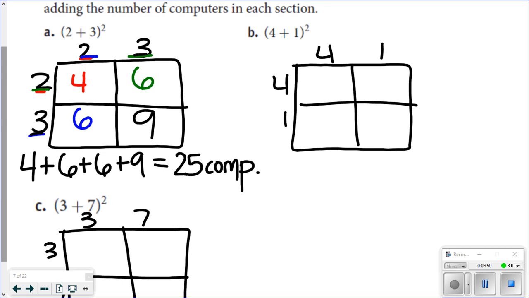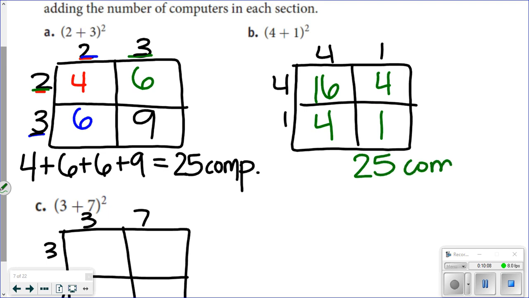Okay, letter B. 4 times 4 is 16. 4 times 1 is 4. 4 times 1 is 4. 1 times 1 is 1. Add them all up. 16 plus 4 plus 4 plus 1. We get 25 computers again.